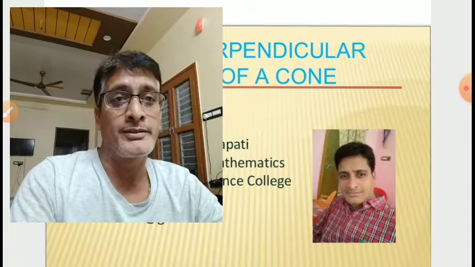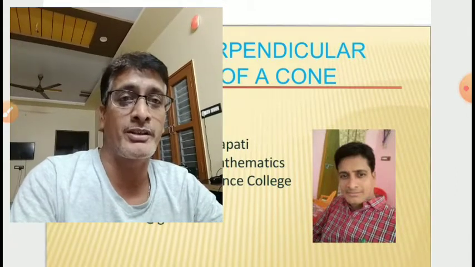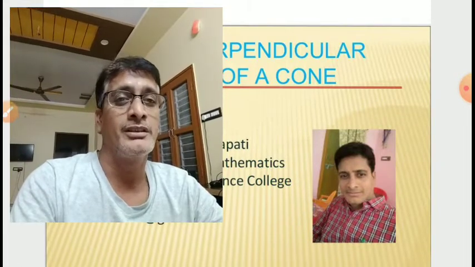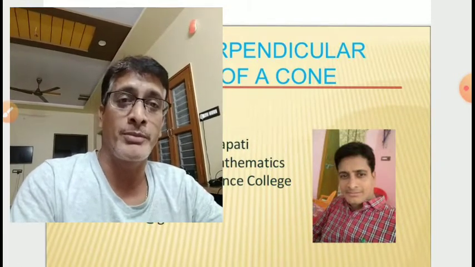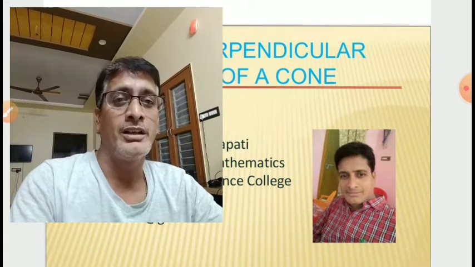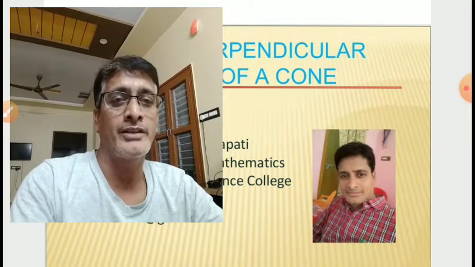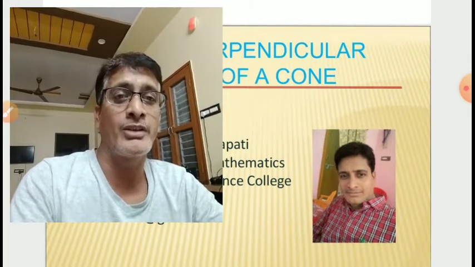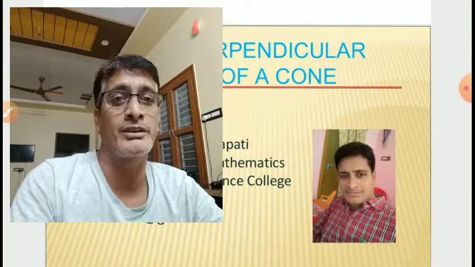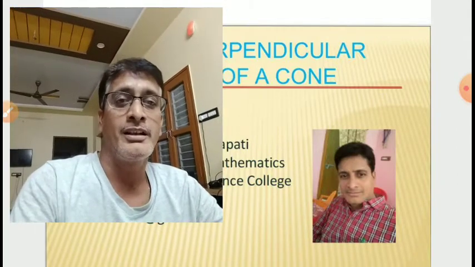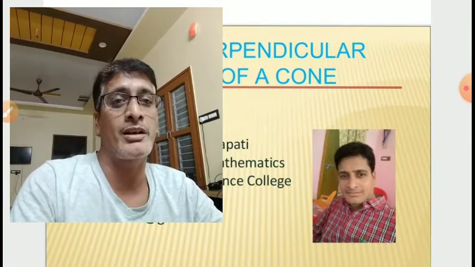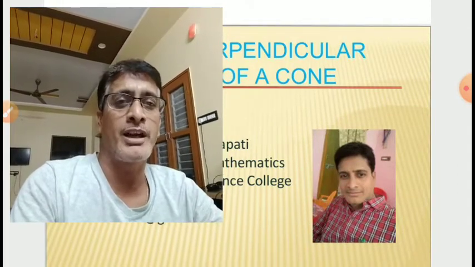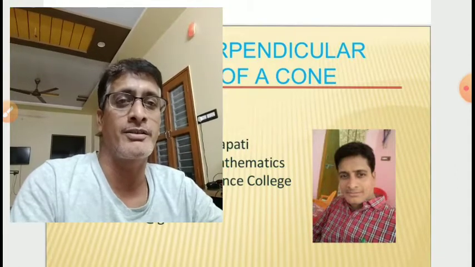Today our topic is mutually perpendicular generators of a cone. Actually this is my 7th video. In my 6th video and in my previous videos, I discussed that a second degree non-homogeneous equation represents a cone with vertex other than origin, and a second degree homogeneous equation represents a cone with vertex at origin. And these two happen under certain underlying conditions.